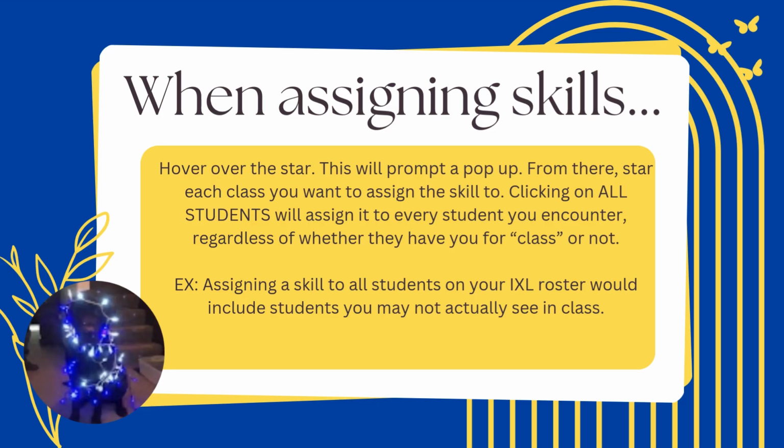When we're assigning assignments to kids, when you're looking at your skills, then to the side of it, there's always this star. And if you hover over the star, this will prompt a pop-up. And from there, you can star each individual class or individual student that you want that assignment to go to. Just a friendly reminder that if you click on all students, any student you encounter throughout the day, including your homeroom students, would then be assigned that assignment. So just make sure you're clicking on that specific class or student when you're assigning skills.